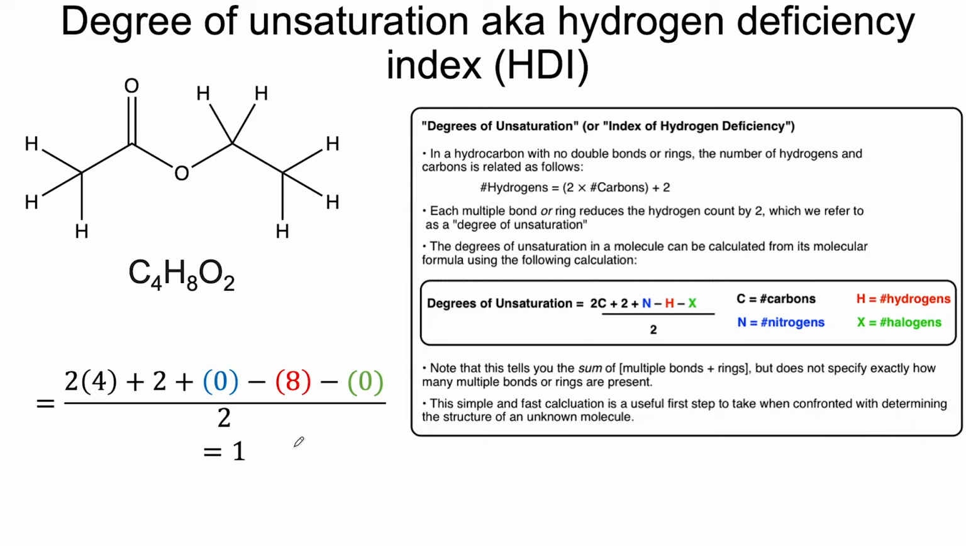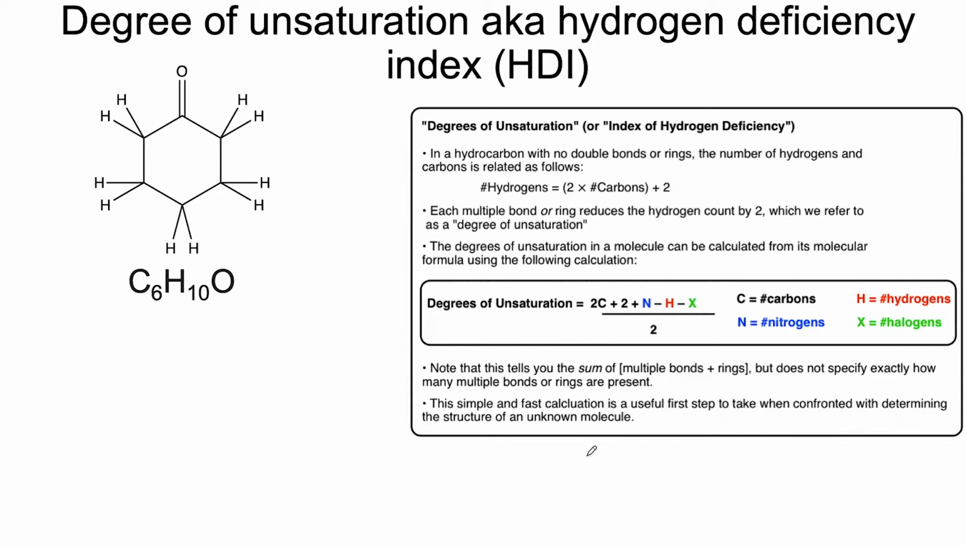And what that means is, an index of 1 means that there could be one double bond or one ring. In this case, it's not a ring, it's one double bond. And that double bond counts as the carbonyl here. So it may not be an alkene, it might be a double bond.